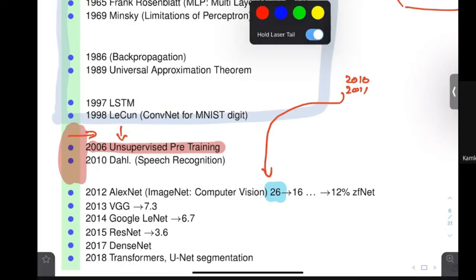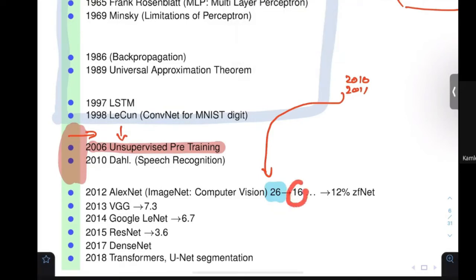So everybody got interested in how to do that, because earlier the error was around 28%, then it became 26%. People were crawling on the errors, but suddenly the error became 16%. It was an eight layer architecture, and on that they got this kind of result.